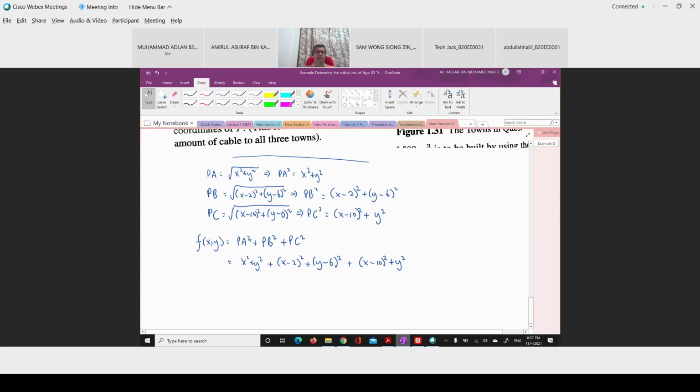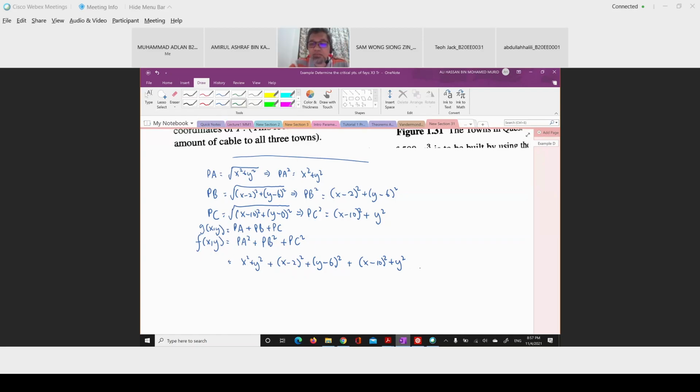Why do we want to deal with squares? Because then we don't need to deal with square roots. If I let g(x, y) be PA plus PB plus PC, then g(x, y) will involve square roots. So the point (x, y) that minimizes f will also minimize g. That's the idea. That is the observation.